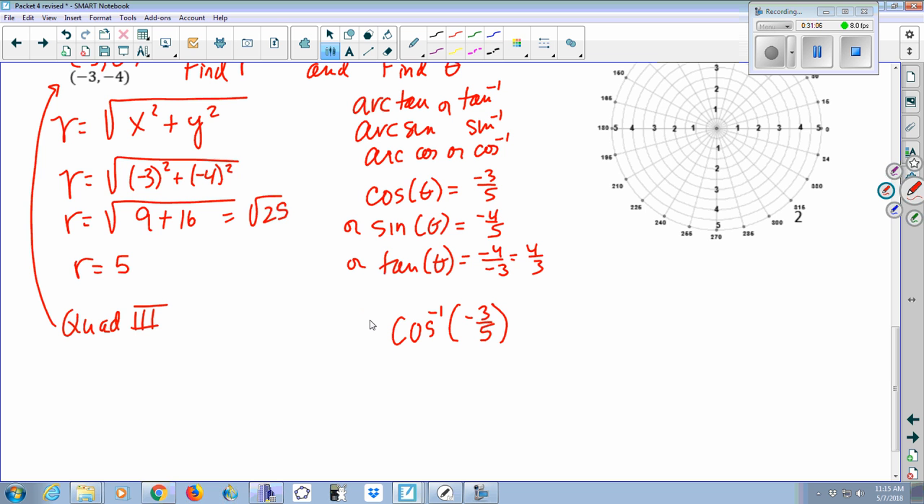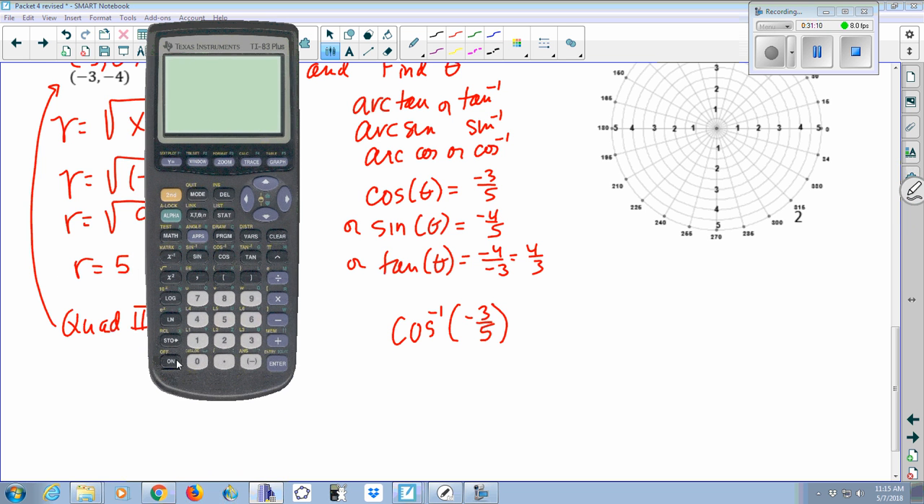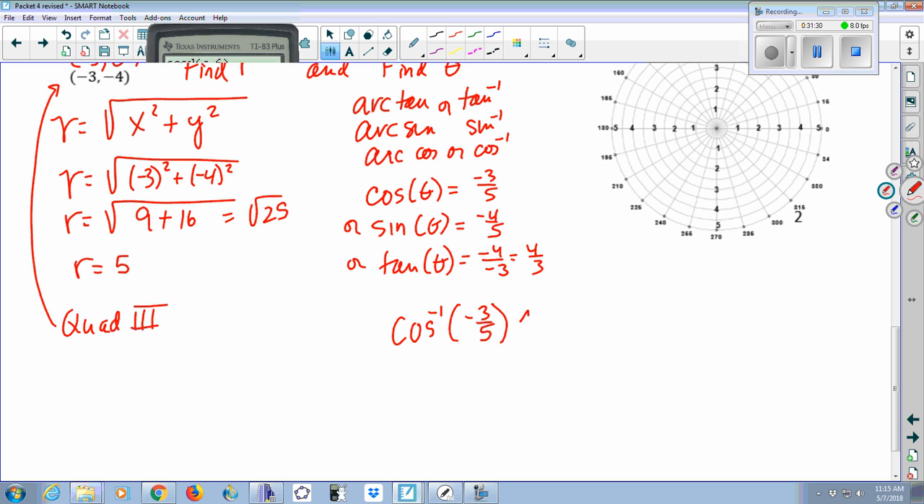So if we throw this into our calculator, let's see what we get. Inverse cosine of -0.6 is 2.21429, and so on. So let's use 2.214. Remember, you have just found theta in radians.